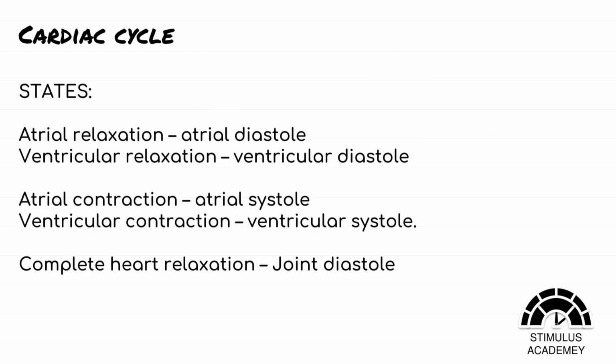But before we start, we have to understand some terms. That is systole. It refers to contraction. Diastole, it refers to relaxation. So atrial relaxation will refer to atrial diastole, ventricular relaxation to ventricular diastole, atrial contraction to atrial systole, ventricular contraction to ventricular systole, and complete heart relaxation to joint diastole.